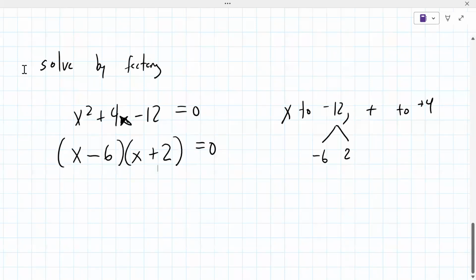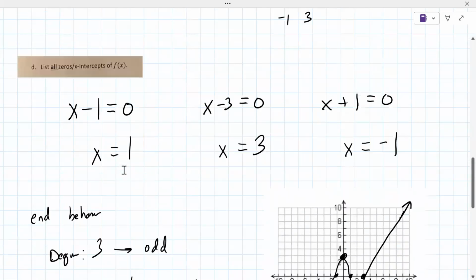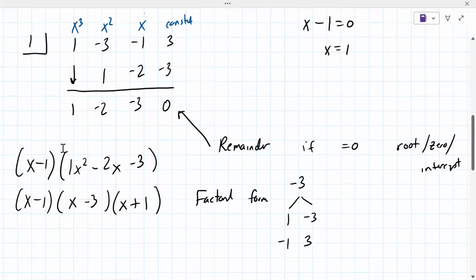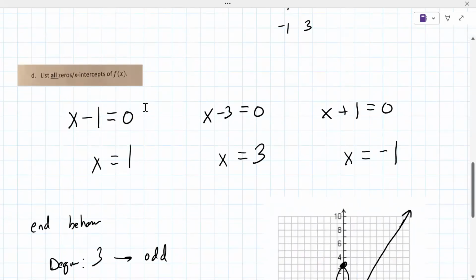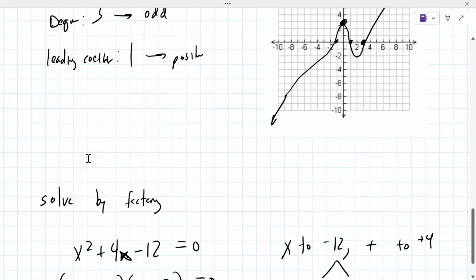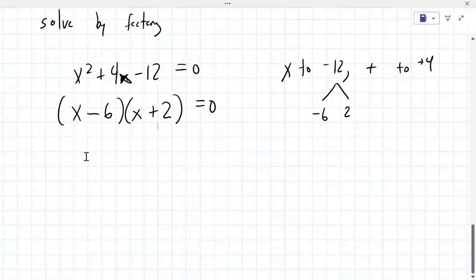Okay, now we're solving. So we're not done. What do we do next? How do we get the values for x? What did we do up here? We set it to 0. Set each factor equal to 0. So it'd be x minus 6 equals 0, and x plus 2 equals 0. So add a 6 on both sides, and it'd be x equals 6, and then x equals negative 2. Very good.